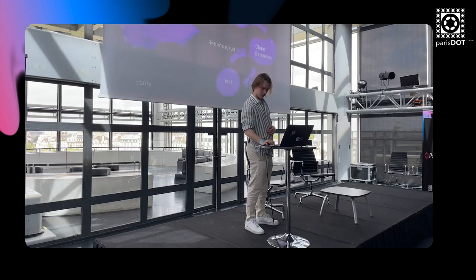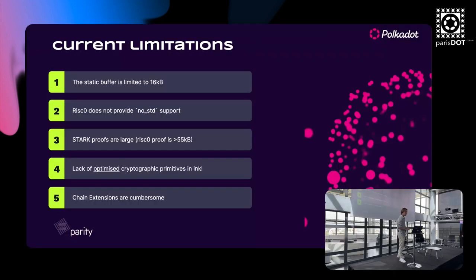So talking about limitations, I actually first tried to verify the proof directly inside the contract, not through the chain extensions, and there are certain limitations that come with it. So first, the static buffer in Ink right now is limited to 16 kilobytes, but as you know, the STARK proofs are insanely large, so the proof I right now submitted is of the size of 55 kilobytes, and this is just the simple factors problem.